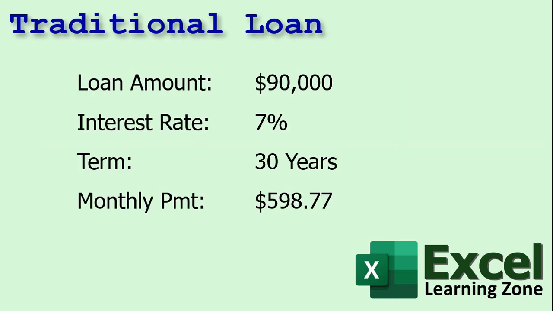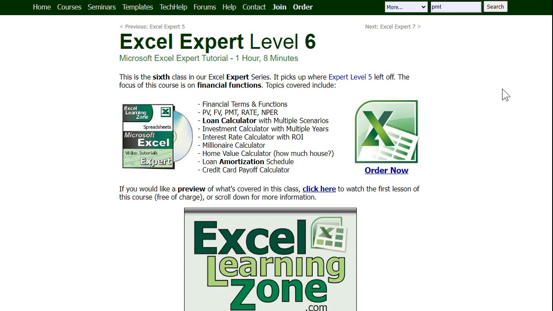For those of you who don't know what an MCA is, a merchant cash advance loan: with a traditional loan like a car loan or a mortgage, you specify a loan amount. Let's say you're borrowing $90,000, an interest rate that's fixed, 7%. You pick a term, right? 10 years, 20 years, 30 years, whatever. And then they give you the monthly payment. And then you know exactly how much you're paying every month and exactly when the loan is going to be finished.